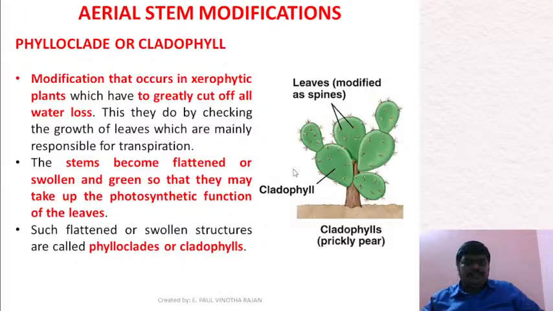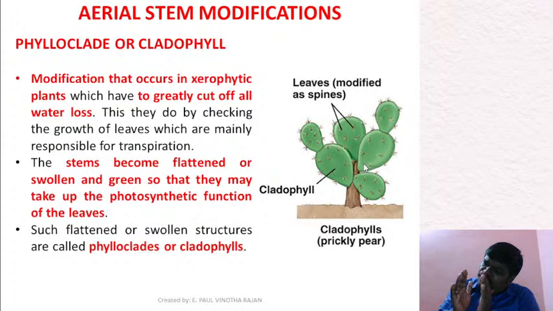So you can see it here. This is phylloclade, or cladophyll. This is the modification that you can see in the case of xerophytes. What are xerophytes? Xerophytes are plants that grow in dry conditions. In those plants, the leaves are modified into spines. The spines we are seeing here are all leaves. But the flat green part we are observing here is actually a stem. The stem becomes flat.